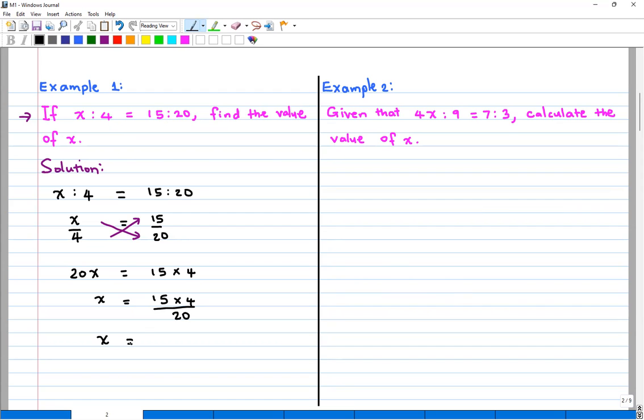And x will be 15 times 4 divided by 20. And then x will be, let's check. If we divide 4 by 4, we get 1. 20 by 4, we get 5. And by 5, we get 1. 15 by 5, we get 3. So it means that x is equal to 3. I believe that you have understood that. Okay, let us get example number 2.